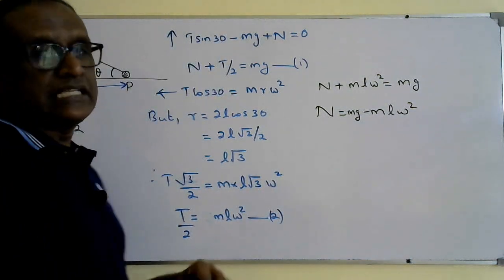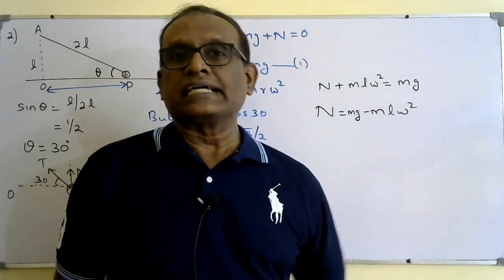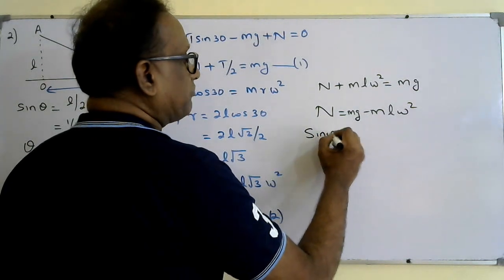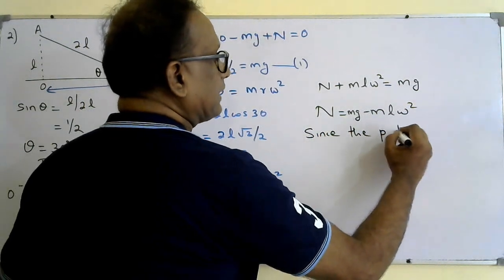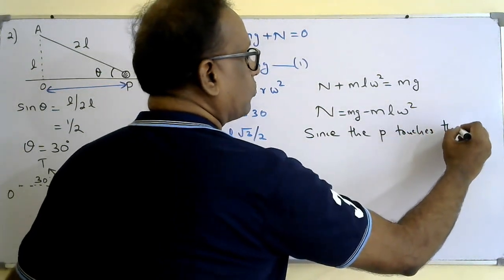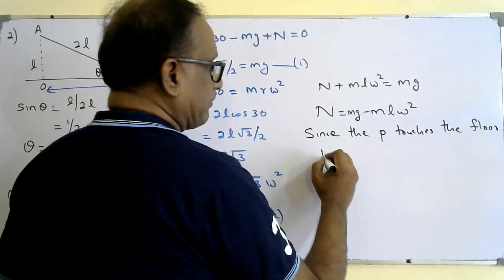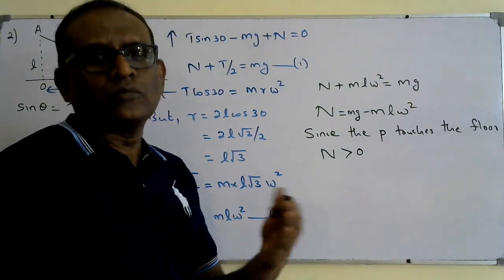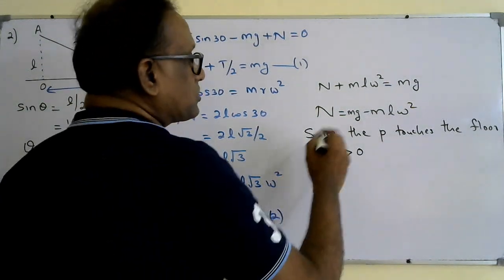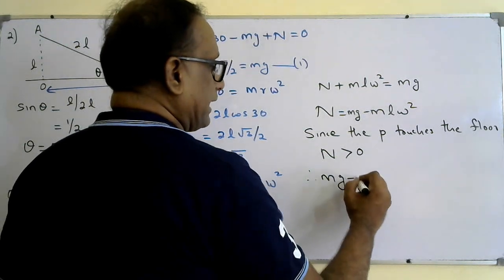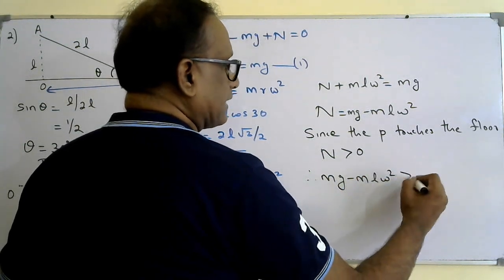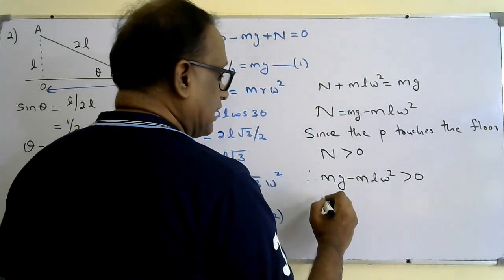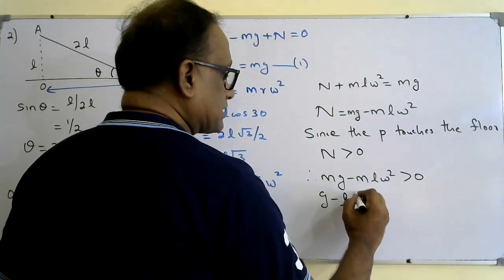Now I can say, since the particle is moving in circular motion such that it touches the floor, since P touches the floor, N should have a real value. N must be greater than 0. We can put an equal sign, but equal to 0 means almost leaving. We'll keep it as greater than 0. So mg minus m l omega squared greater than 0. The m gets cancelled because it's a positive quantity, so the sign won't change. So g minus l omega squared greater than 0.